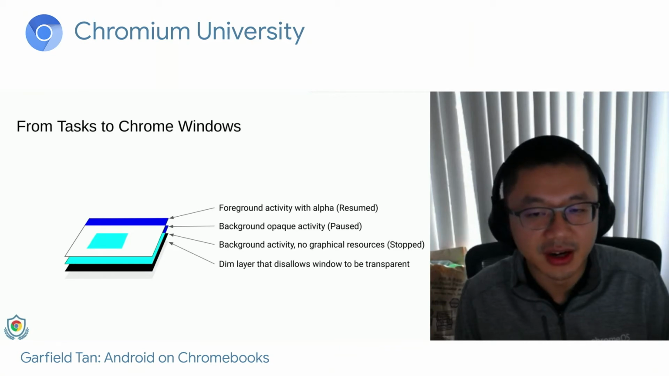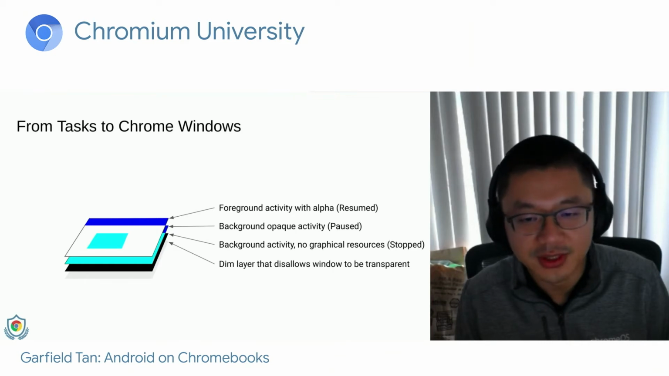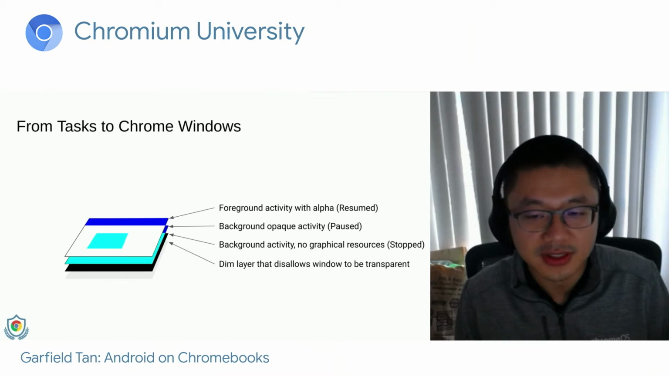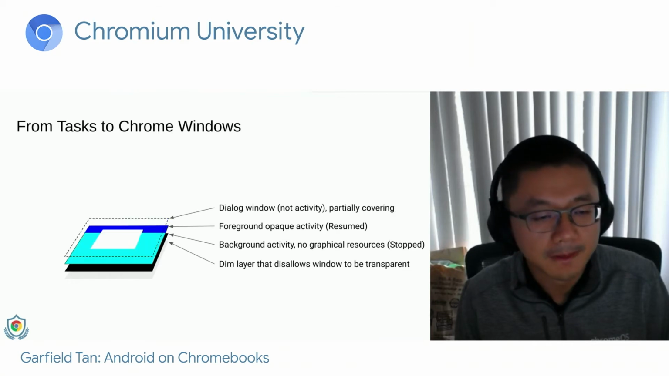Finally, there is a dim layer that prevents the task from being fully transparent. On the other hand, Exosphere, the Wayland server, expects to swap a graphic buffer with each window. That means we need to composite those Android windows into the same graphic buffer and swap that with Exosphere. The composition is done in the Android compositor Surface Flinger, but instead of compositing everything to show on display, we need to only composite each task into a Chrome window. So we had some modifications in Surface Flinger to fulfill the need.